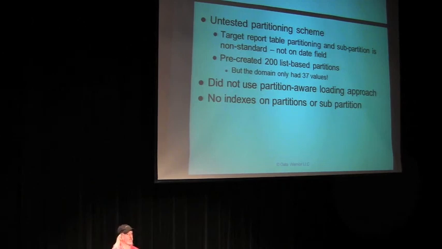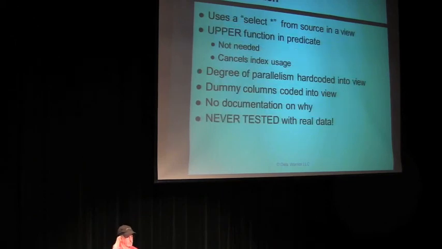No indexes on the partitions or sub-partitions, because you saw how many indexes there were. None of those columns were the partition columns at all. You select star from source on a view. It was in a view, yeah. They had an upper function in the predicate, so if there was an index, it wouldn't have worked. But as it turned out, when I looked at the data, it was all uppercase already. They didn't need to do an upper.